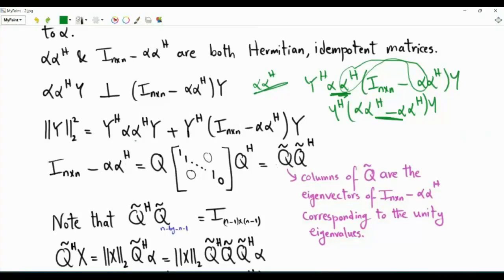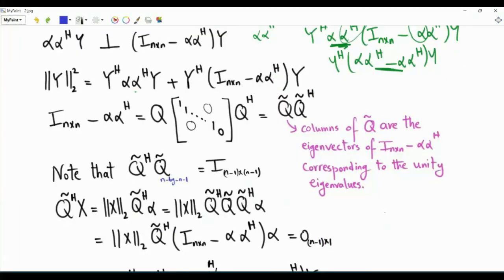So I minus alpha alpha Hermitian can be written as Q tilde Q tilde Hermitian, and note that Q tilde Hermitian times Q tilde will give us identity because the eigenvectors are orthonormal. Each one of them has a unity L2 norm, and they are orthogonal to each other. It is good to investigate Q tilde Hermitian times x, or Q tilde Hermitian times alpha. From the meaning of Q tilde, which comes from the eigen decomposition of this orthogonal projection matrix, those should be the zero vector of size n minus 1, but we can do things in slow motion.